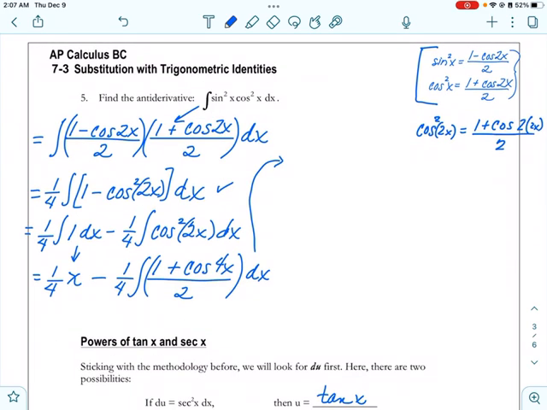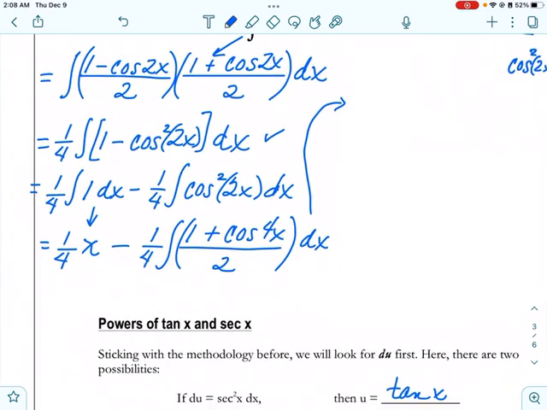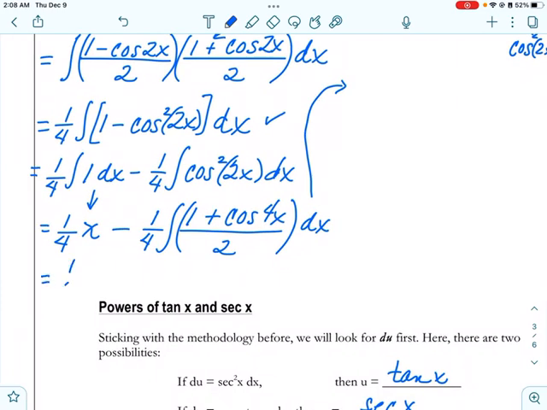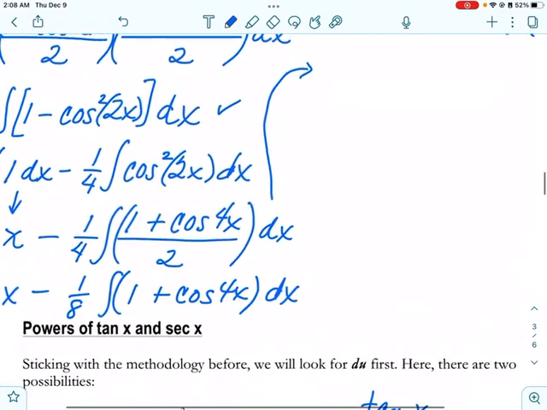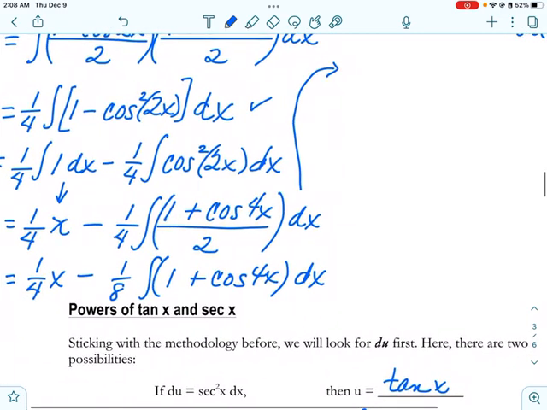Okay, so now I'm ready to switch things up with this and say, okay, I'm going to factor the 2 out. I have 1/4 x, and then this is going to be a minus 1/8 times the integral of 1 plus cosine of 4x dx. Like that. Okay, so now I could really go straight ahead and integrate. So I'm going to have the integral of 1 plus cosine 4x. Remember, when you get to the cosine, you're going to have to divide by 4, but the integral of cosine is going to be sine.